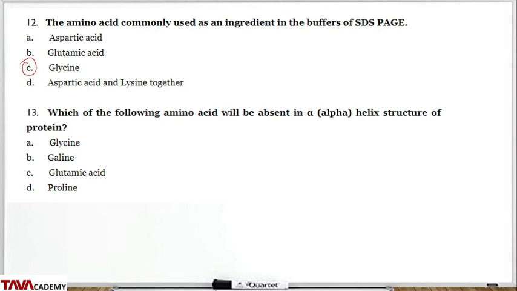Which of the following amino acids will be absent in an alpha helix structure? The answer is proline. Proline has a kink in its structure, so it cannot be found in the alpha helix.